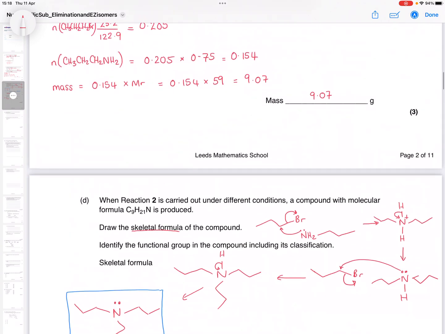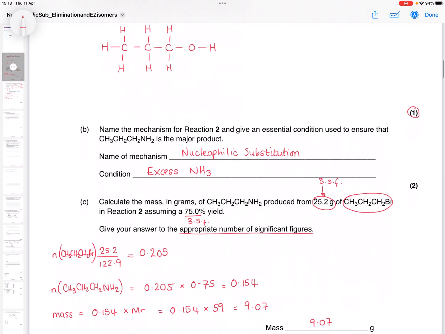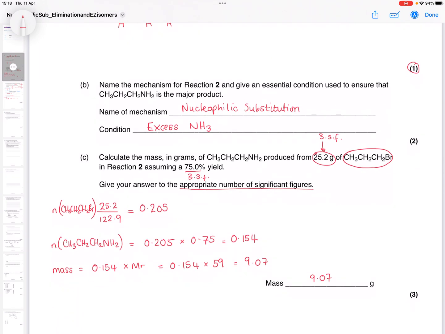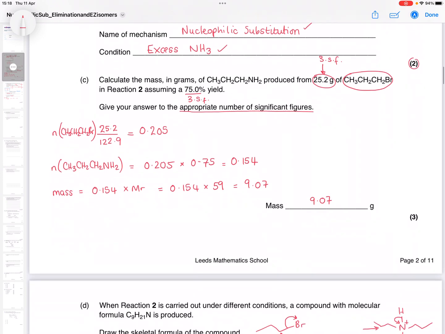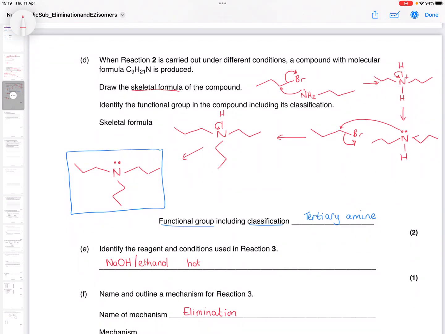So just running back through that question so you can see where the marks come from in a question like this. So the displayed formula, obviously there's 1 mark for that. In the next part, the name of the mechanism and the condition both gain a mark each. In the calculation we've got 3 marks, so 1 for working out the number of moles of the halogenoalkane, 1 for the amine using the percentage yield, and then 1 for converting that back into the mass. You can only get the mass mark, however, if you've given it to an appropriate number of significant figures, for 3 marks there.